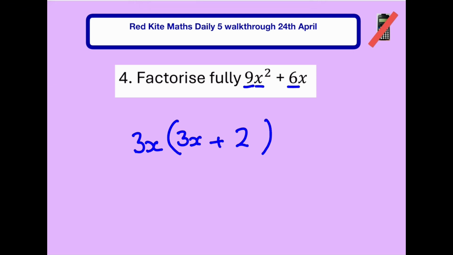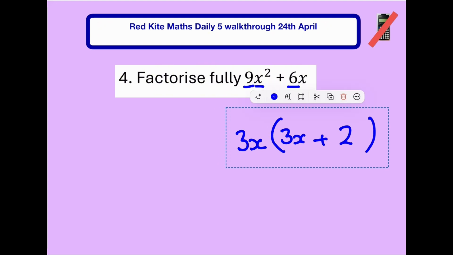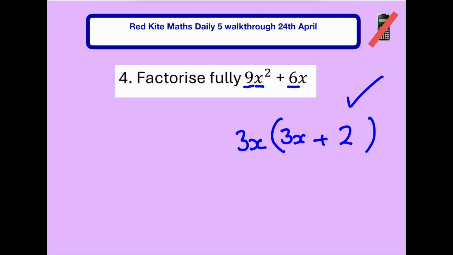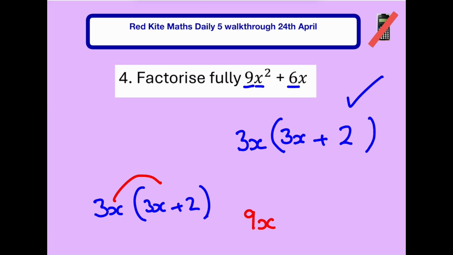This is our answer, and I'm going to move our answer over here and give it a tick so that we know that that works. But I'm going to expand this bracket back out to prove that it works. So 3x outside our brackets and 3x plus 2. If we expand it back out, 3x times 3x is 9x squared. Then 3x times 2 will give us plus 6x, which was our original question. So our answer is perfect there.